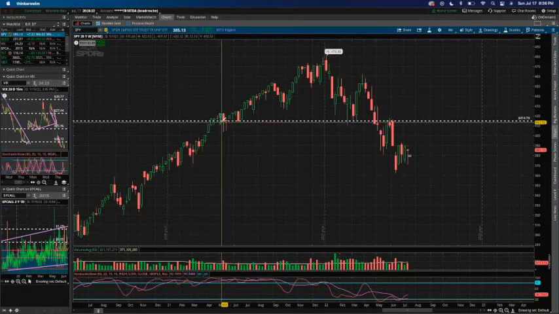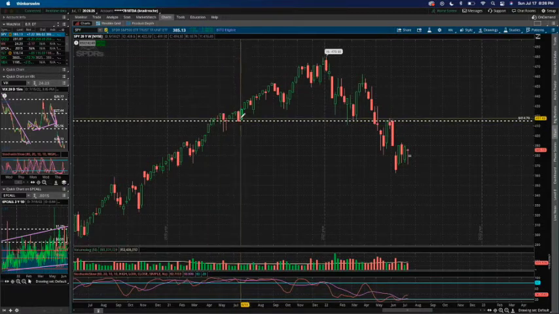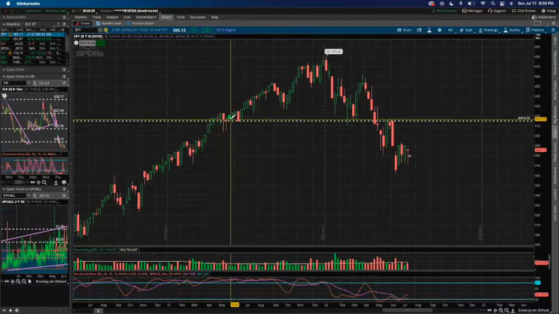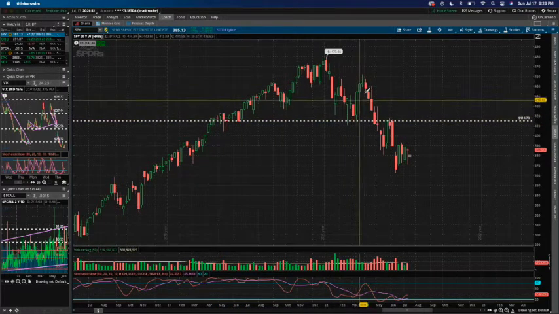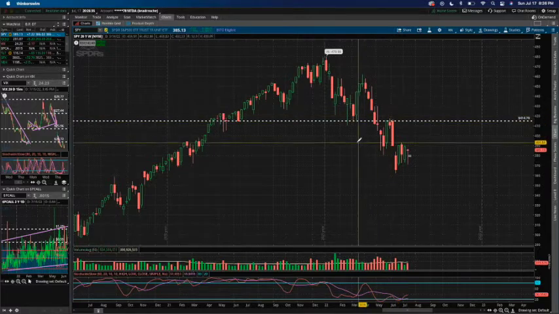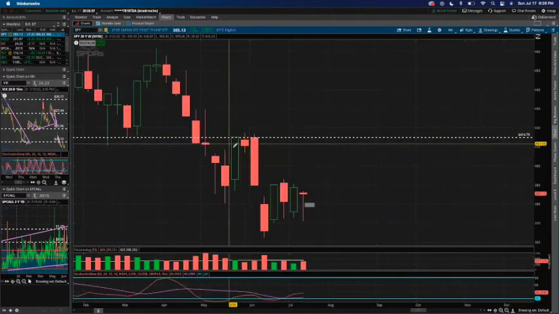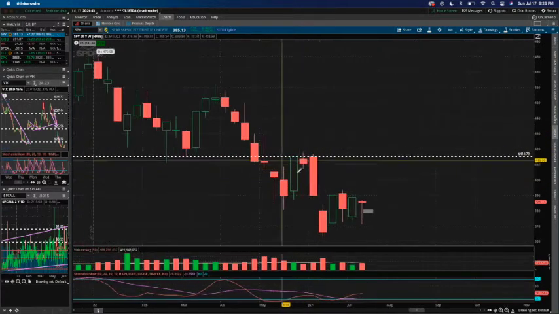Okay, so here we see it act as support. It bounced all these times: 1, 2, 3, 4, 5 times it's bounced off this level. Now, look at how it reacted. It acted as resistance when the time came around. So you know this is a good level.